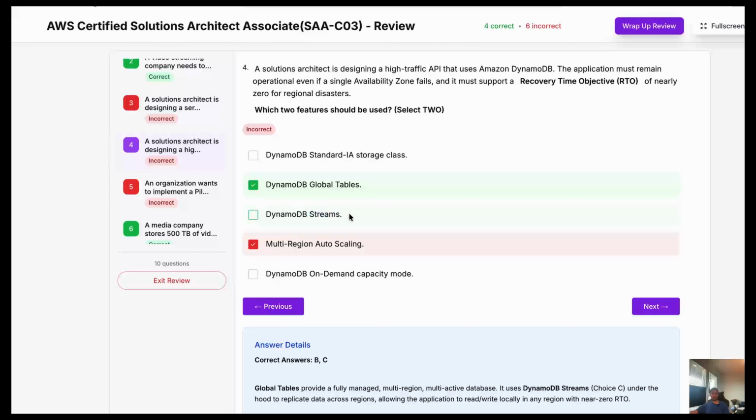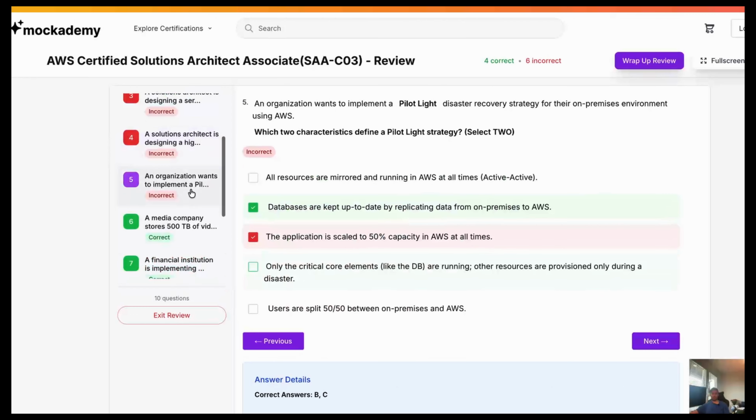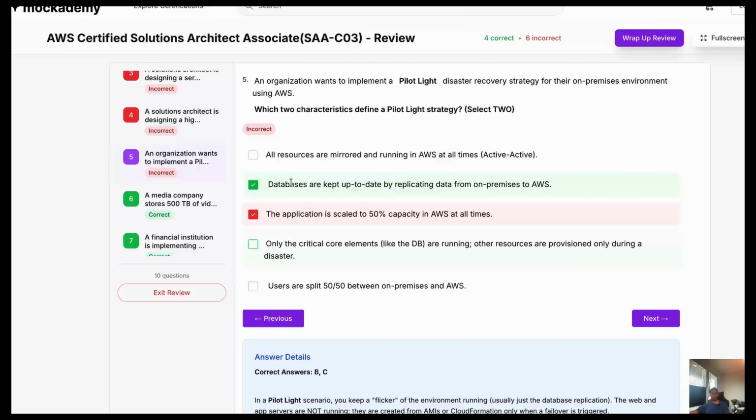DynamoDB Streams is inherently used in DynamoDB global tables to replicate data from one table to another table in the other region. Next question that I got wrong was question number 5, where the right answer is only the critical core elements like the DB are running, other resources are provisioned only during a disaster. So this is for the pilot light disaster recovery strategy.